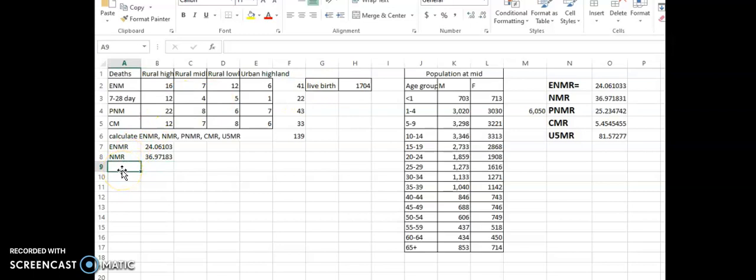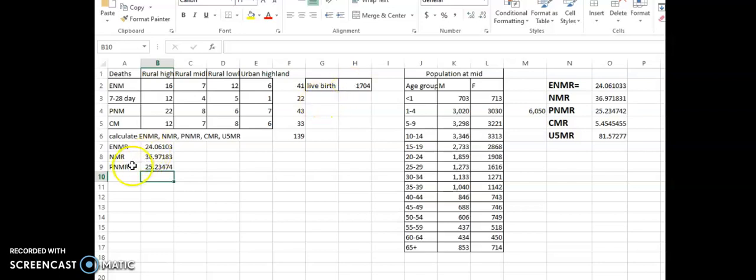Let's calculate the post-neonatal mortality rate. There is given data here: post-neonatal deaths, 43. So post-neonatal deaths divided by the total number of live births here multiplied by 1000 will give us 25.23 per 1000 live births.